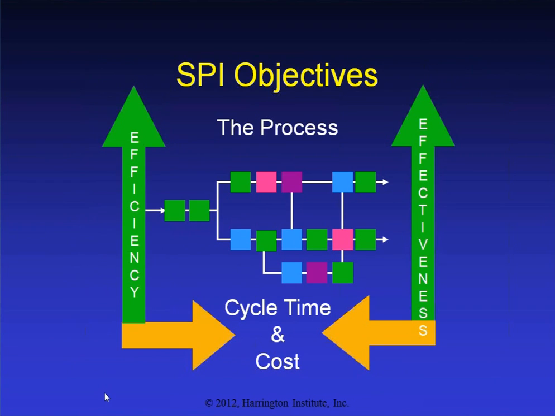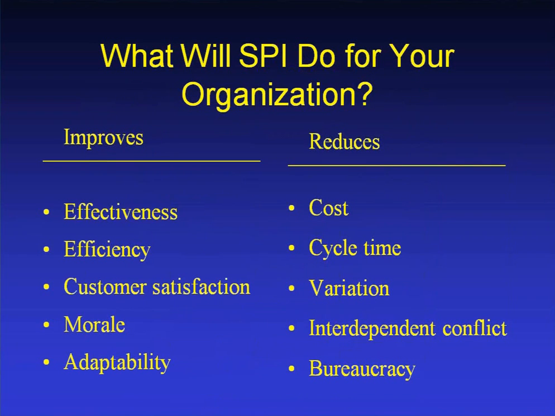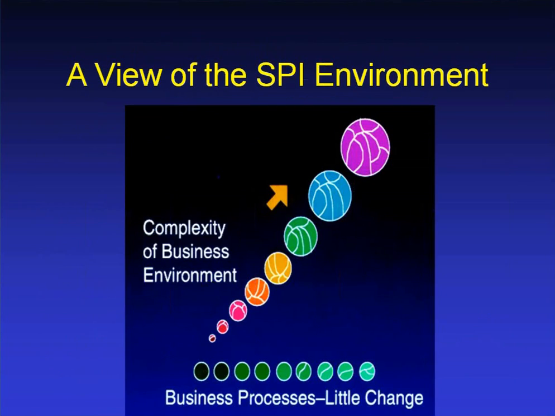Now, how do you streamline your processes today? Well, the object of streamlining your processes is to make them more efficient and effective, and at the same time reducing cycle time and cost. So you're looking at that four-parameter base. Improvements that we're talking about are improving efficiency, effectiveness, customer satisfaction, morale, and adaptability. While on the other side, you're reducing costs, variation, bureaucracy, all of the things that you don't want out of your processes.